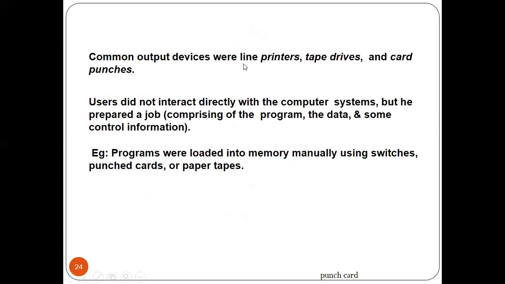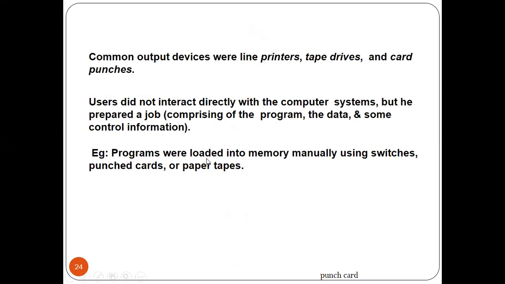Common output devices were your line printer, tape driver, and card punches, and the input device is your punch card. The user did not interact directly with the computer system, but he prepared a job in the form of punch cards and put them in a card reader, and your system will execute those punch cards one by one. All the jobs get executed.